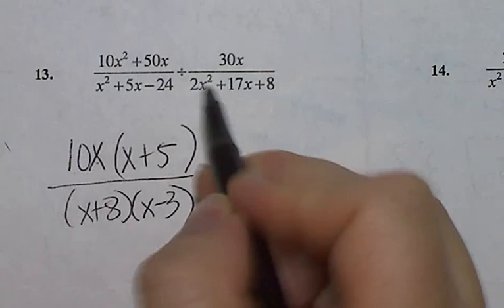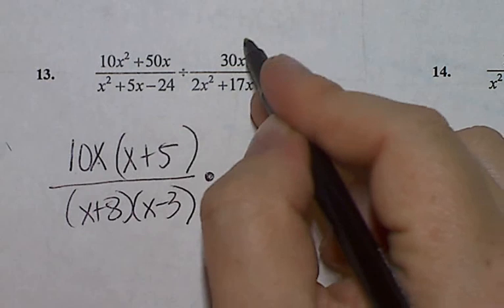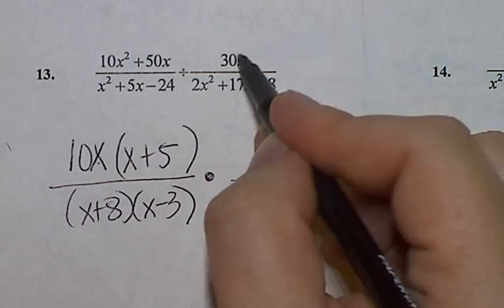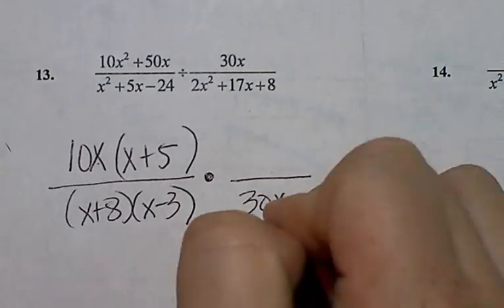Remember, division turns into multiplication. You take the second fraction and you're going to take the reciprocal of it. It means you flip it. So the 30x will go on the bottom. And since I can't factor anything out of 30x, I'm just going to write 30x on the bottom.